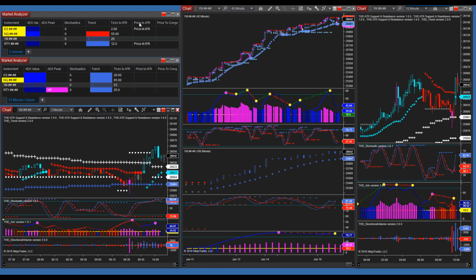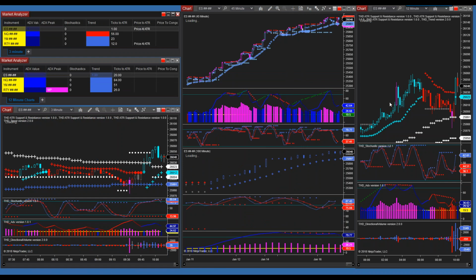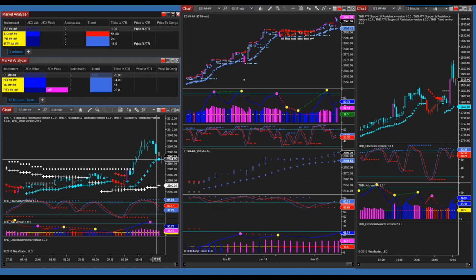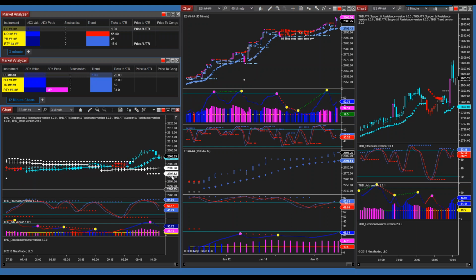Now, you'll also see in the market analyzer, on the ES, price is at an ATR. This is what I was talking about. We tell you when it is there, okay? So in this case, you can see price is at the ATR. You have the blue ATR in your favor.